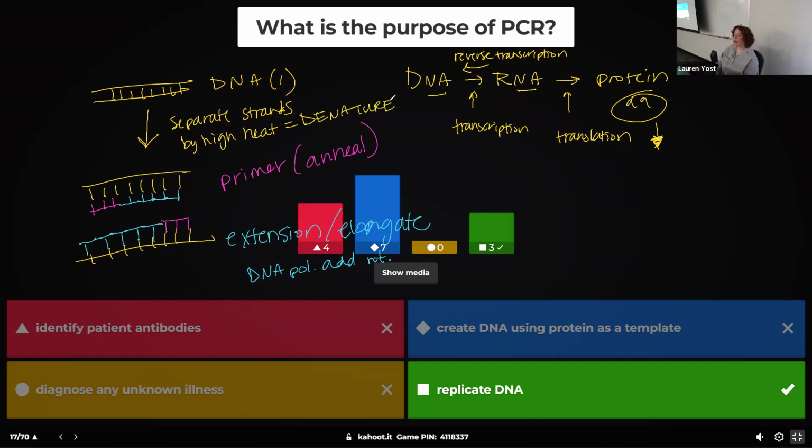Because you can just break the hydrogen bonds that hold the strands together using just heat. Okay. So that's the overview of PCR. Any questions about that? Okay.